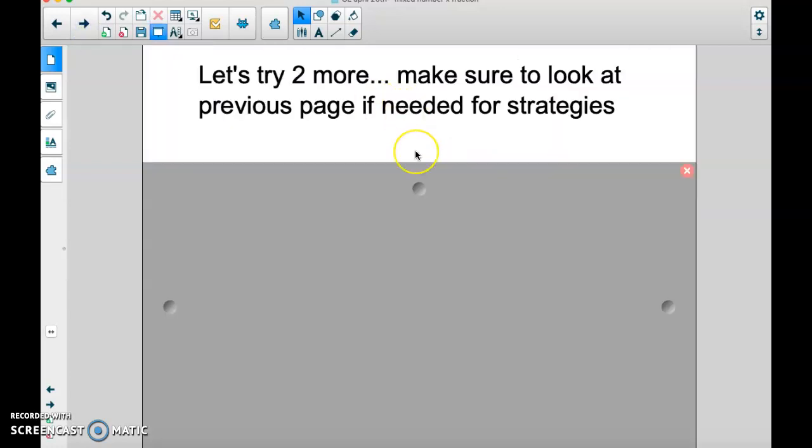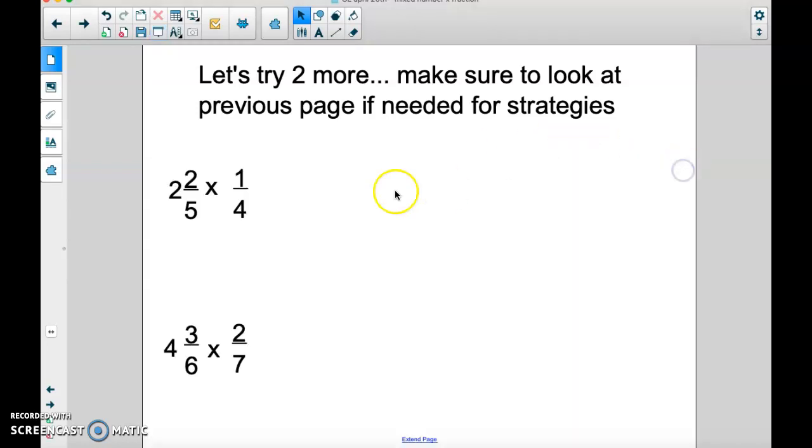Okay. So I'm going to show you 2 more, and if you need to, write down these 2 problems and then move the video back so you can see all those strategies. All right. So your 2 problems are 2 2/5 times 1/4, and then 4 3/6 times 2/7. So go ahead, pause your video, solve them, and then move on.